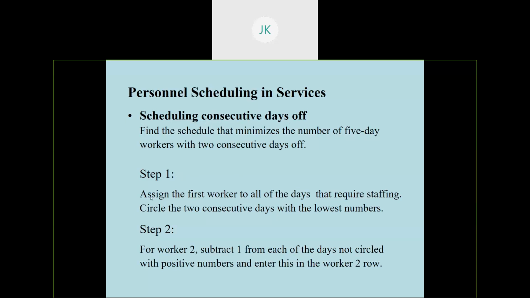Step 1, assign the first worker to all of the days that require staffing. And circle the two consecutive days with the lowest numbers. And step 2, worker 2, subtract 1 from each of the days not circled with positive numbers and enter this in the worker 2 row.